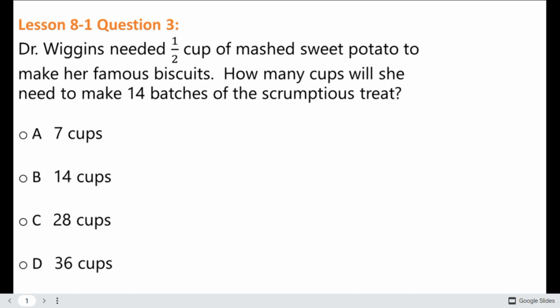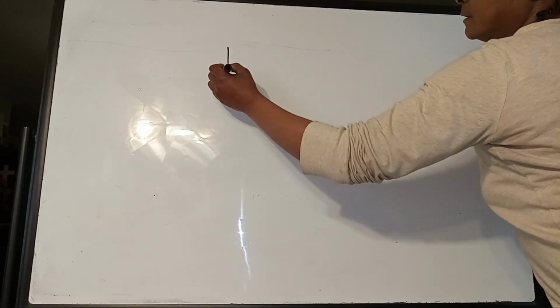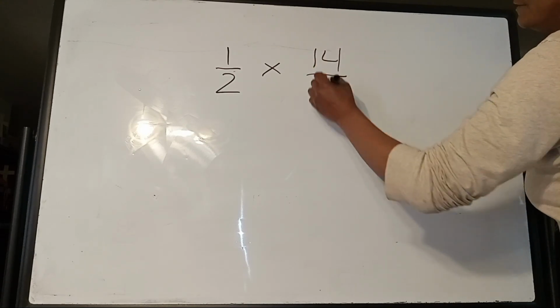All right, so problem number 3. Dr. Wiggins needed 1/2 cup of mashed sweet potato to make her famous biscuits. How many cups will she need to make 14 baskets of the scrumptious treat? All right, so for this one, we're going to figure this out like we've read already. So we're going to take our 1/2 cup times our 14 over 1.